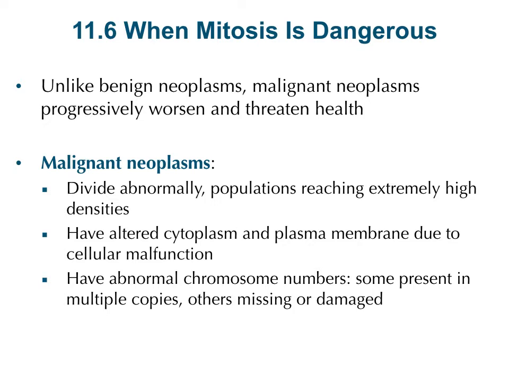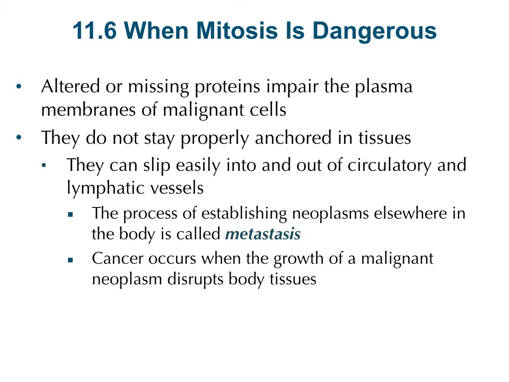Unlike benign neoplasms, malignant neoplasms progressively worsen and threaten health. A malignant neoplasm will divide abnormally, with populations reaching extremely high densities. Malignant neoplasms have altered cytoplasm and plasma membranes due to cellular malfunction. They have abnormal chromosome numbers, some present in multiple copies, others missing or damaged. Altered or missing proteins will impair the plasma membranes of malignant cells.